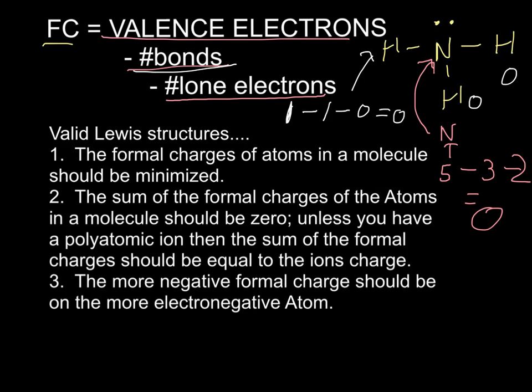For a valid Lewis structure, the sum of the formal charges for the atoms in a molecule should be 0. So when we look at our ammonia here, we add 0 plus 0 plus 0 is 0. So we know that's the valid Lewis structure for ammonia because the sum of the formal charges is 0.